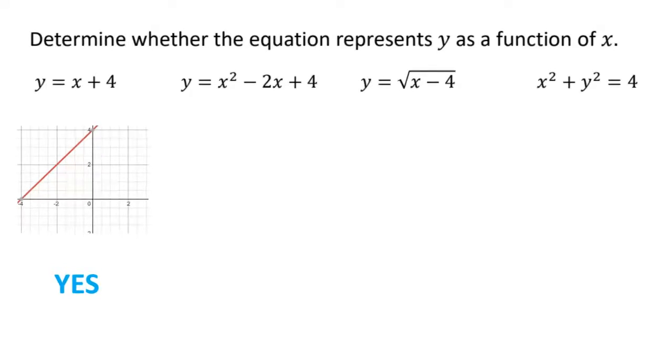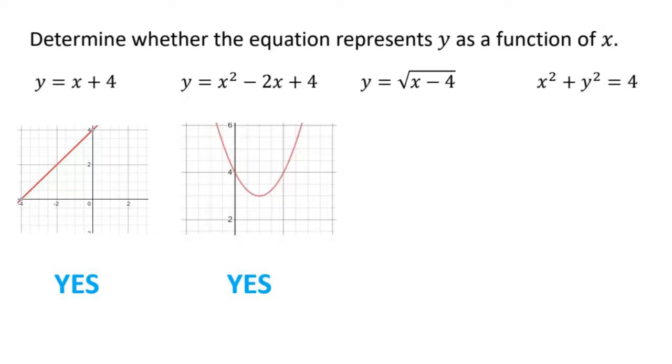Now let's look at our second equation. By now we should know that this equation is a quadratic equation and is represented by a parabola shape. But again, having the graph, I can perform my vertical line test. I run an imaginary vertical line through my graph, and I'll see that it will only cross my graph once. So hence, this equation is also a function.